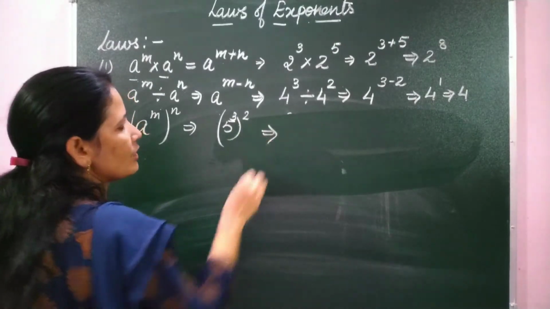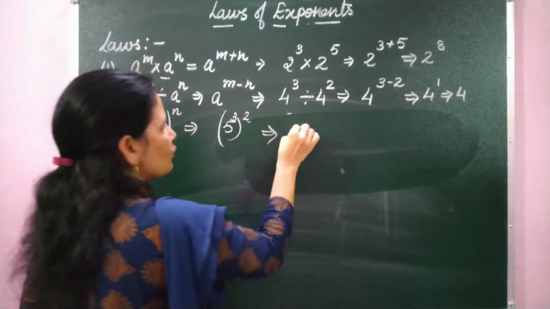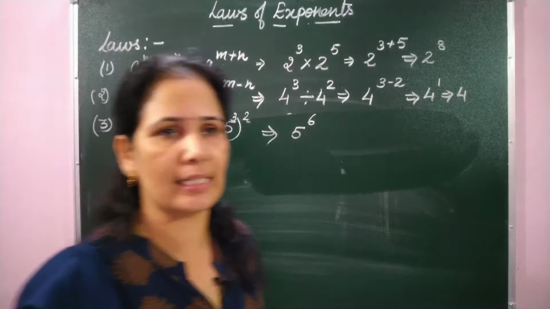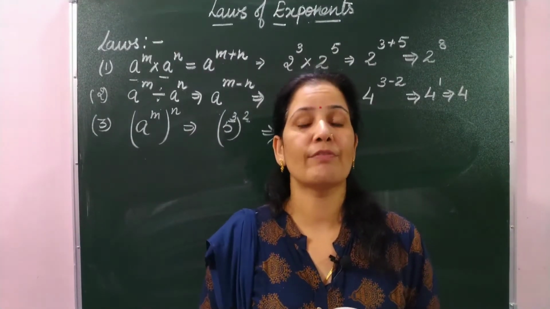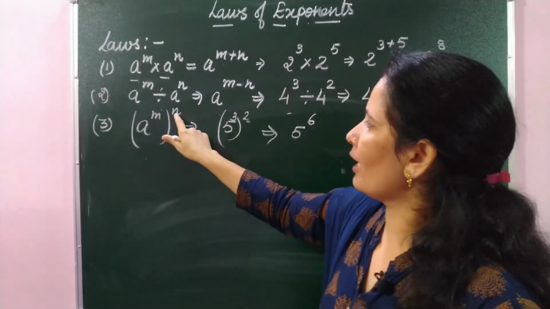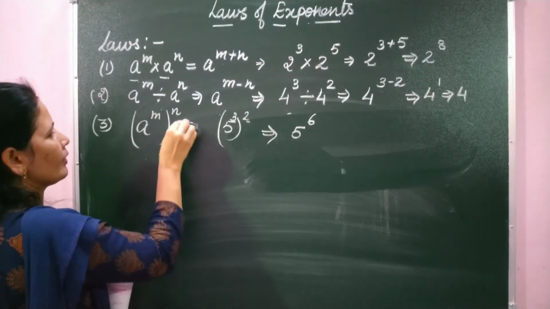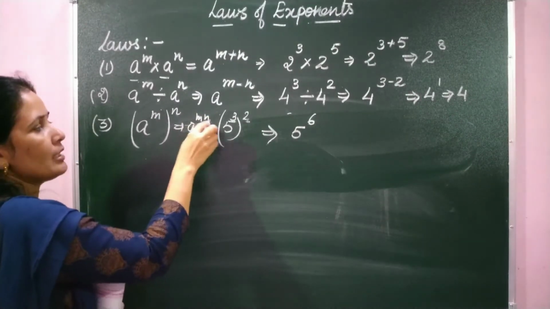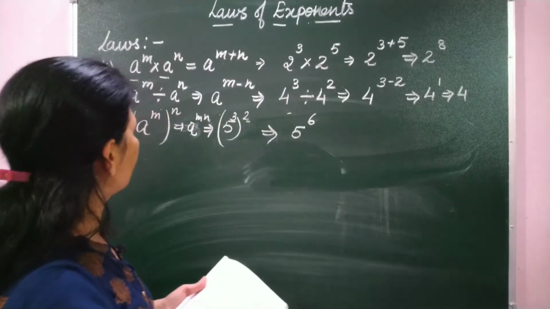So students, when we solve this bracket, this power will be multiplied. Okay, so when we solve this one, how to write? 5 raised to the power 3 times 2, that is 6, 5 raised to the power 6. So students, in rule, if they have given the power of any power, then we will multiply those two numbers. So here 3 times 2 is 6, m multiplied by n, or in short we will write a power mn, and mn means we have multiplied this one. Okay, this is our third law of exponent.